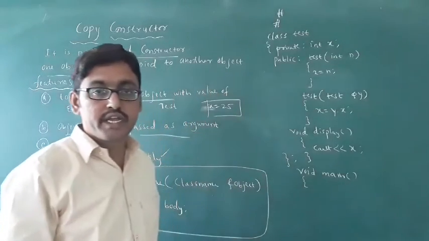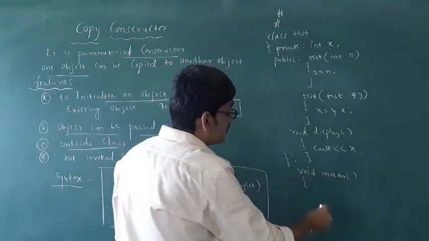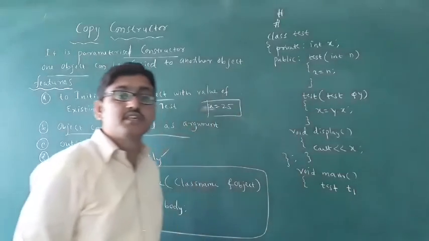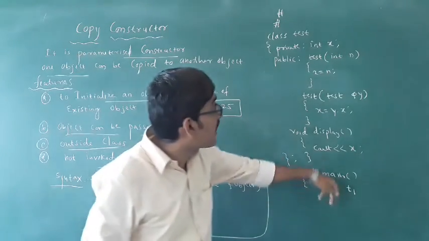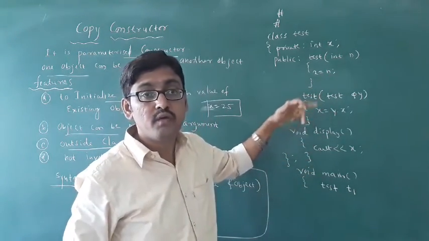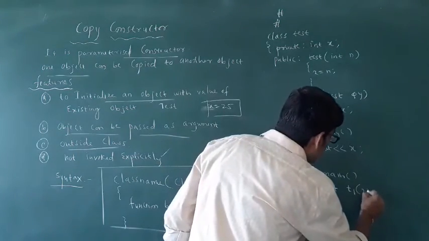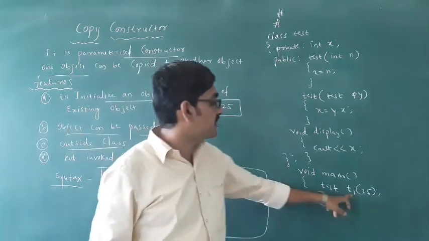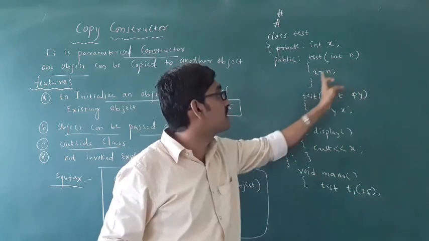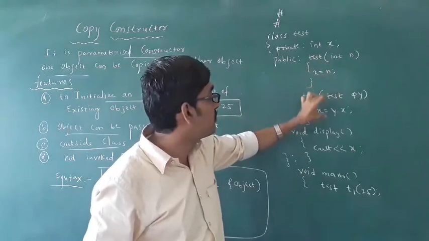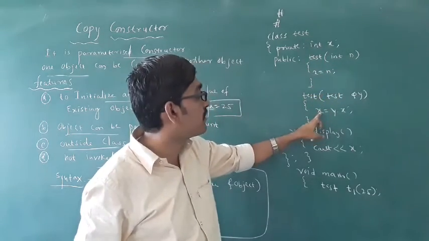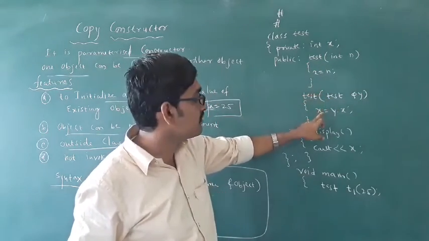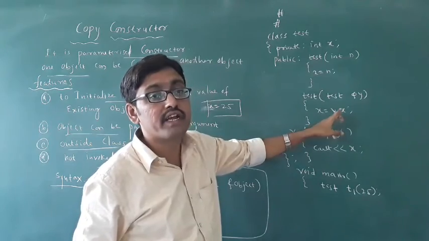In void main, create an object. The object can be created by using Text t1. You have to send one value, you can take 25, 10, 100, anything. Text t1(25). First x equal to 25, that 25 will be copied here. This is the parameterized constructor, this is the copy constructor. 25 will be copied here, in y dot x.